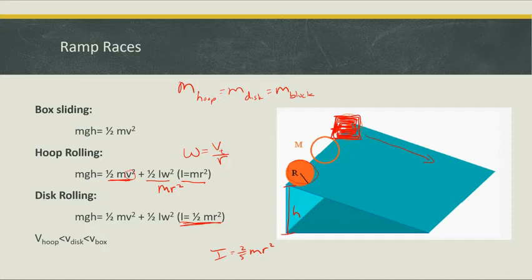But in the end, we realized that the velocity of the hoop is going to be the smallest. The velocity of the disk is going to be a little bit larger, and that's because the rotational inertia is a little bit less, because it's 1/2 mr squared.